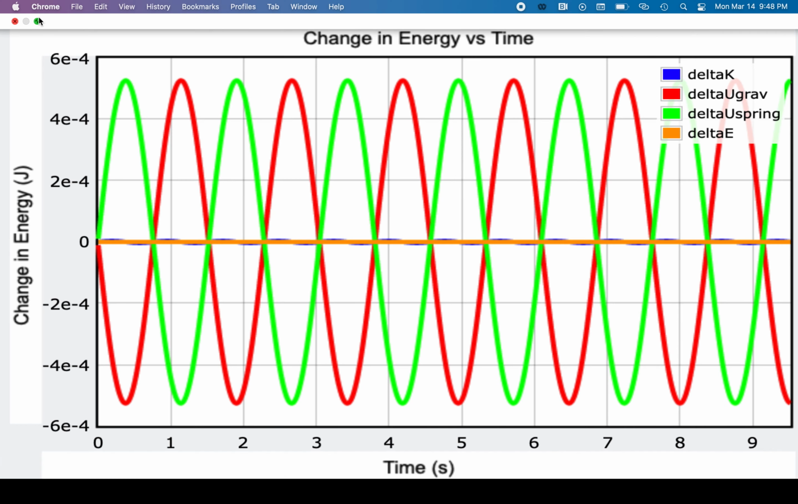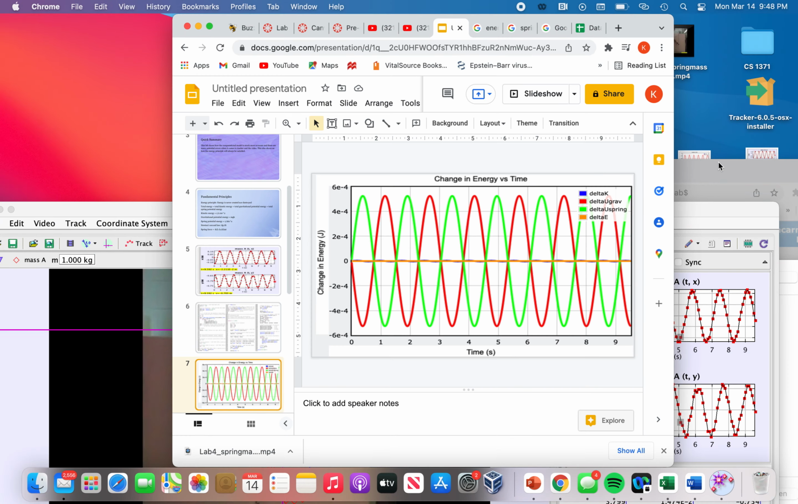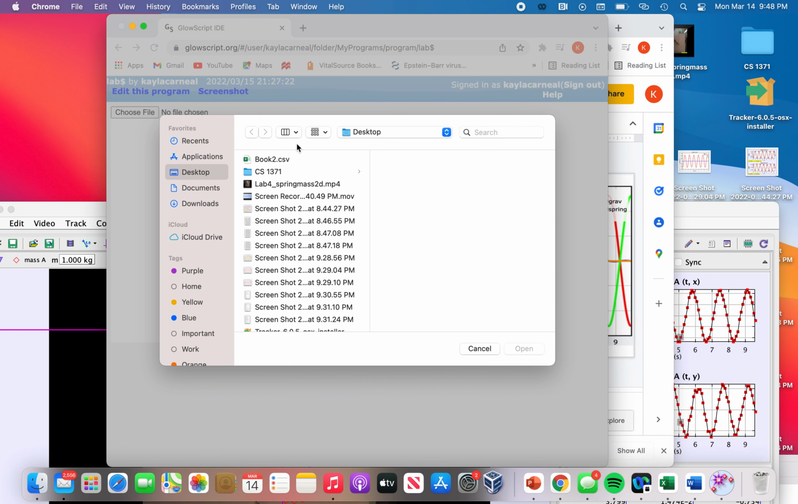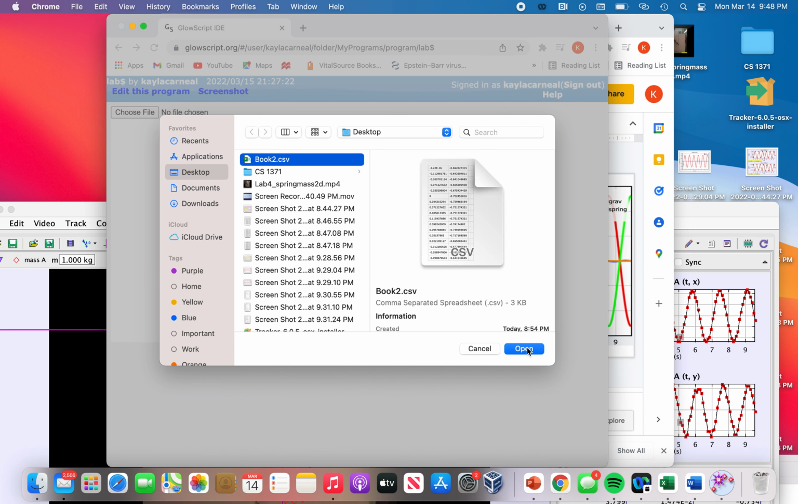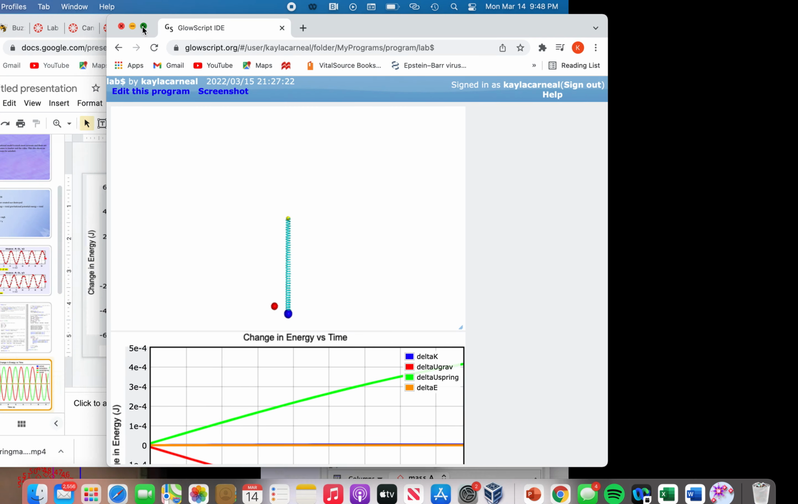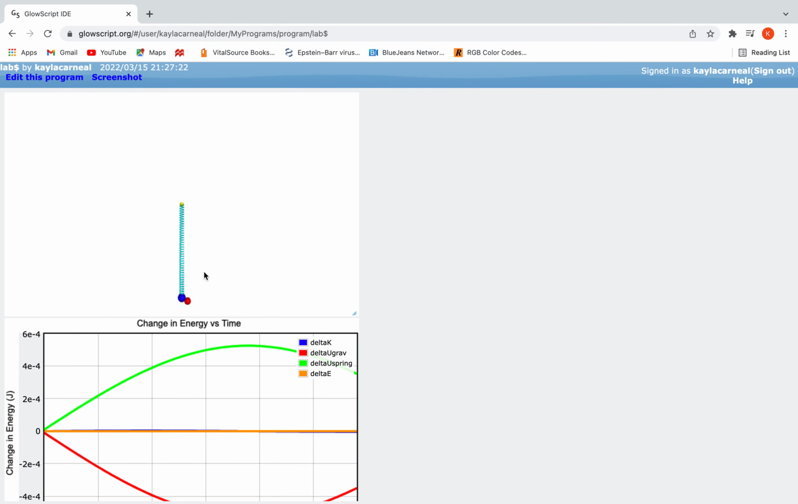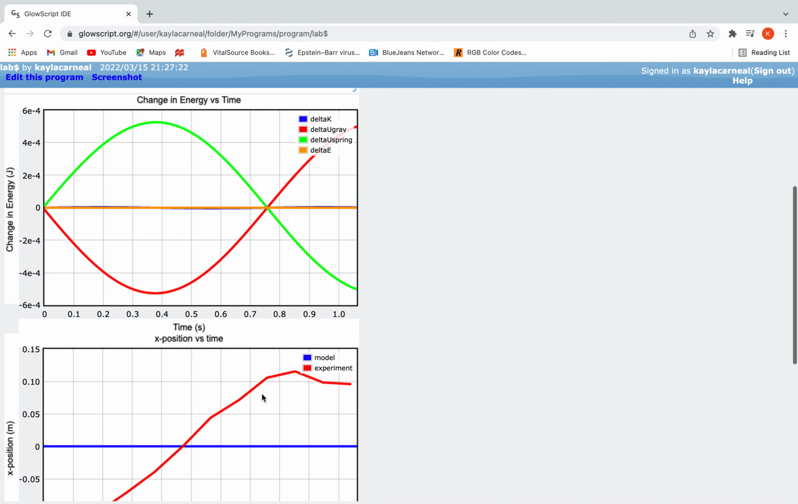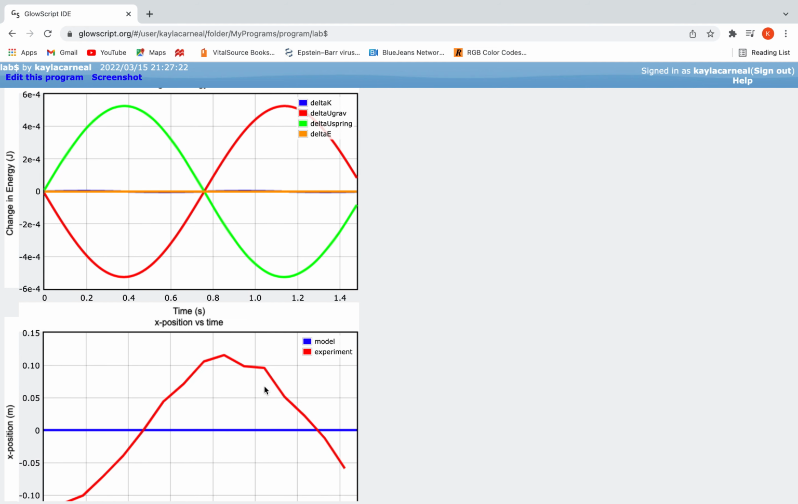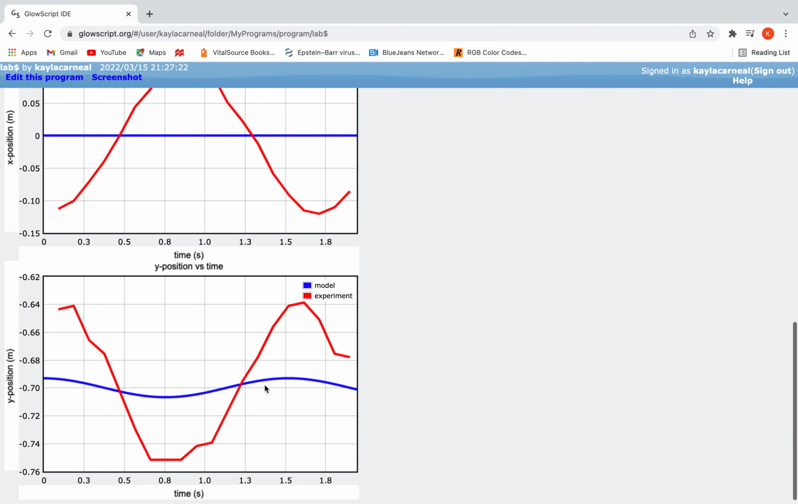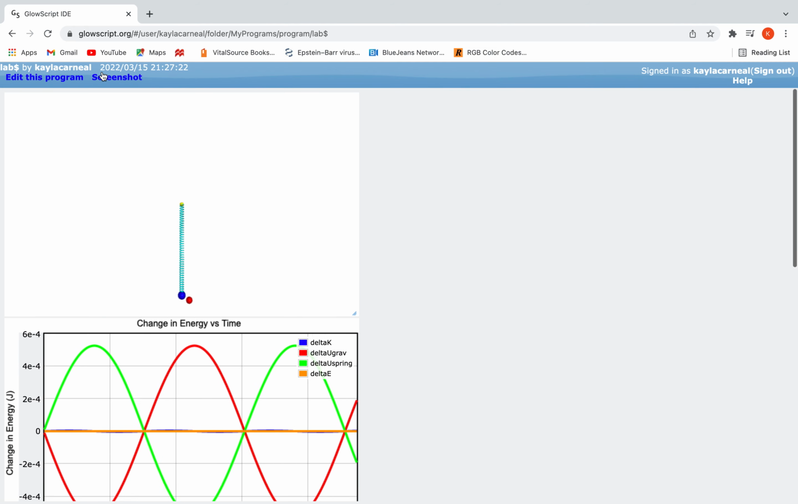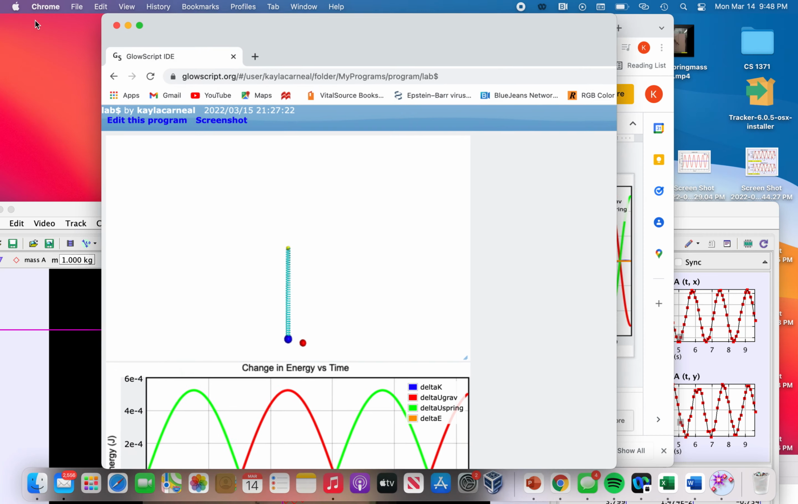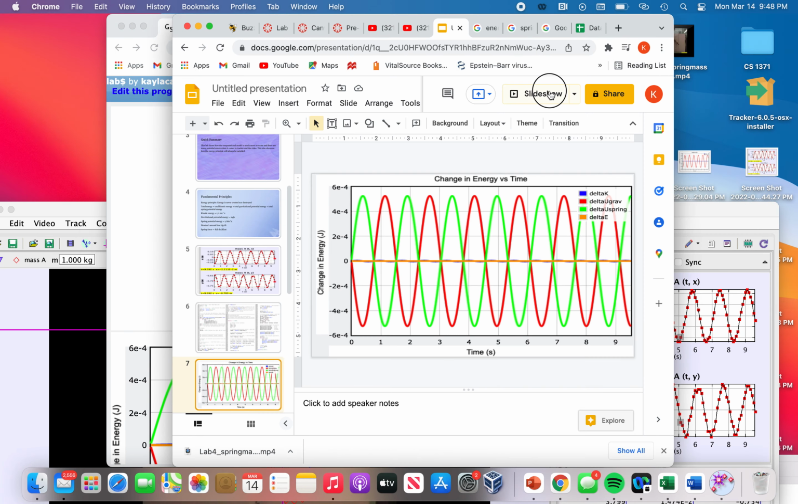So I'm also going to go ahead and run that code for you. So we have to choose a CSV file. This is the file from the experimental data that I used. So again, you can just see it oscillating. You see these graphs forming with the change in energy versus time, the x position versus time, and the y position versus time. And so going back to our slideshow.